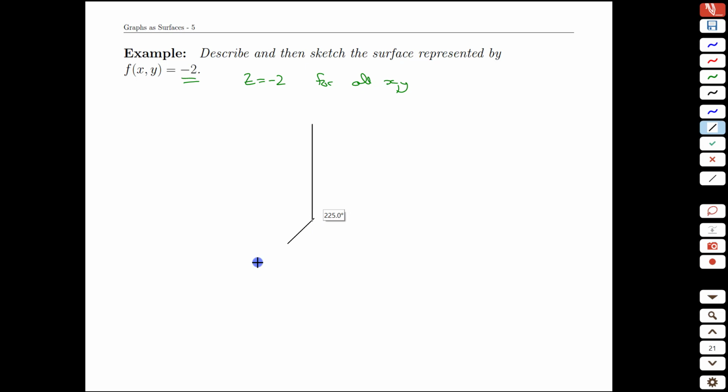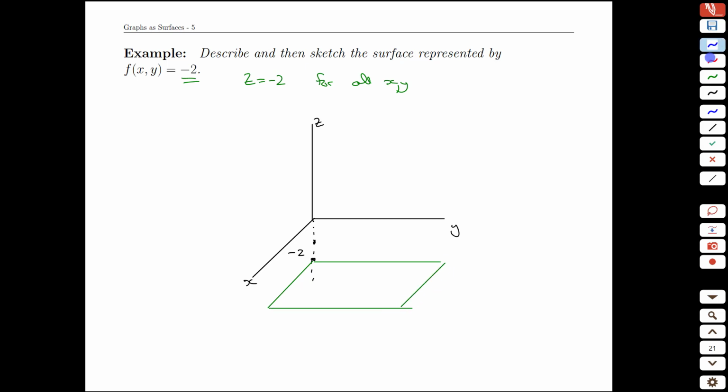We would start with our axes again, and the x, y, and z directions. But this time, our z is -2, which means it would be down 2 steps below the plane. And so we would then get a plane again, but it would be drawn below the xy plane. Underground, if you like, if you want that metaphor of ground level being the plane that we're drawing with the axes. So this would be the graph of z equals -2.